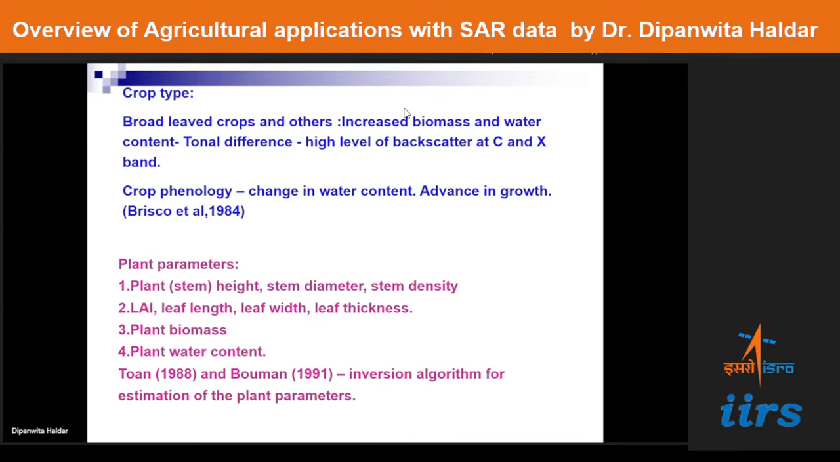These parameters are to be measured, and they can be modeled to study the crop growth and dynamics. So the plant height, stem diameter, stem density, leaf area index, leaf length, width, thickness, various leaf related parameters, then plant biomass and plant water content. Okay, and then there are various inversion algorithms available to estimate these parameters. Some of the old examples I'm just quoting, but there is a lot of literature available in today's context, which you can go through.